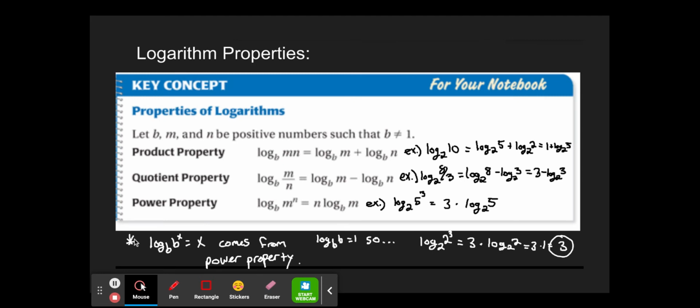And you can see my note here that the idea that the log base b of b to the x equals x comes from the power property, right? We know the log base b of b is 1, whatever it is, just 1. So when I see the log base 2 of 2 to the third, I know it's 3 because I can move the 3 to the front. Now it's 3 times the log base 2 of 2, and the log base 2 of 2 is just 1. So I have 3 times 1, which is 3. So that's where we get that property.